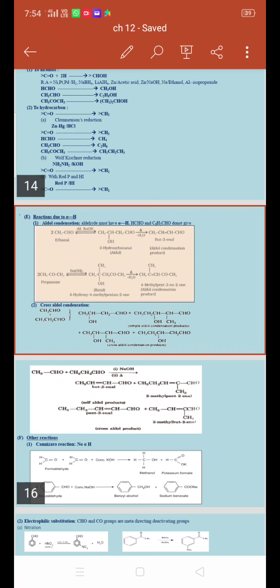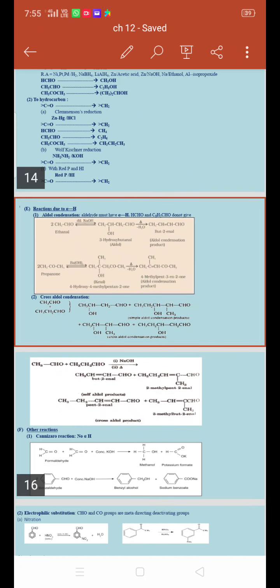Dimethyl ketone, because I have two methyl groups, CH3, and in the center I have a keto group. So this is called dimethyl ketone, whose IUPAC name is propanone. Now here I have added the base barium hydroxide. So what is the product formed? The product formed is called ketol.